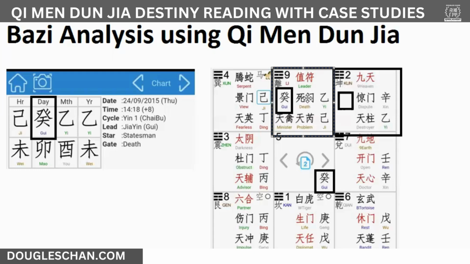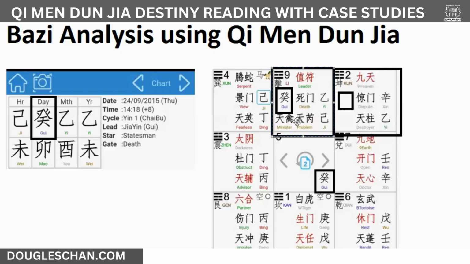Okay, so we have a Death over here. Death means that this person is very, very focused, very, very obstinate, very stubborn. So in that aspect, it's not easy to change his mind. Once he makes up his mind, he will be fixated on what he wants to do. You see, so this is a general characteristic of the person.